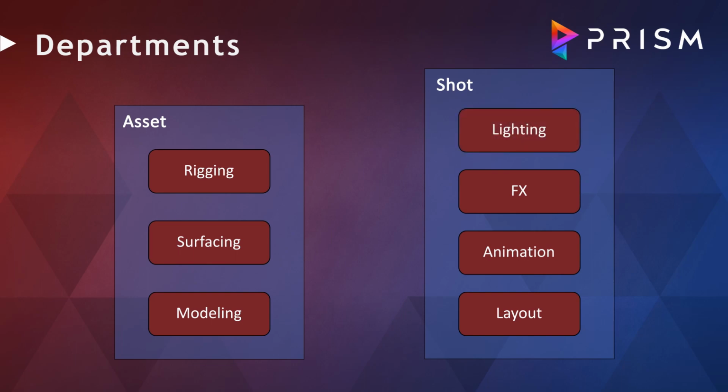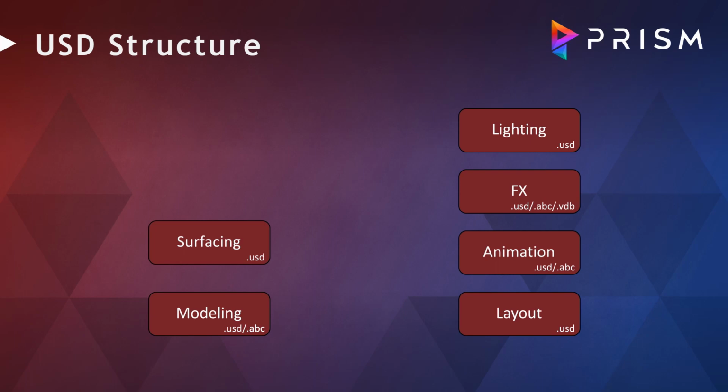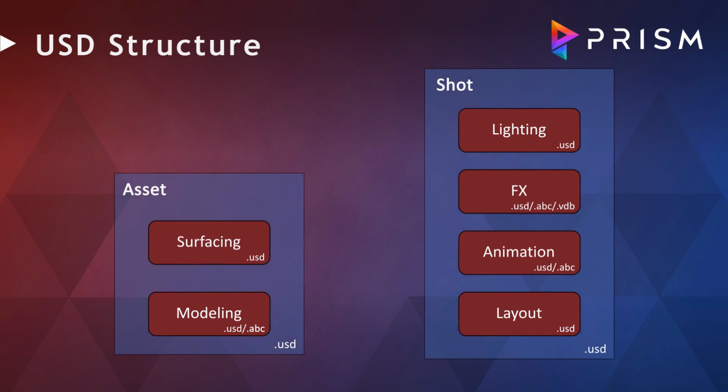This department structure is also important when we want to understand how USD manages our data. Each department will export a file, and this file we will call a department layer. These department layers get referenced by a file which we will call a USD container. We have one USD container for each asset and also one USD container for each shot.